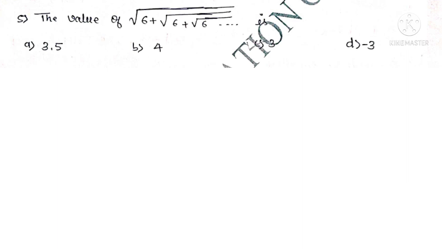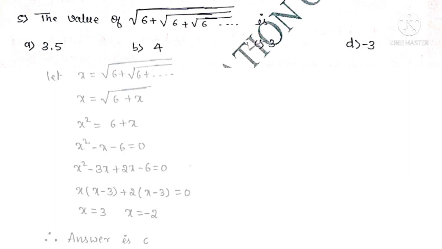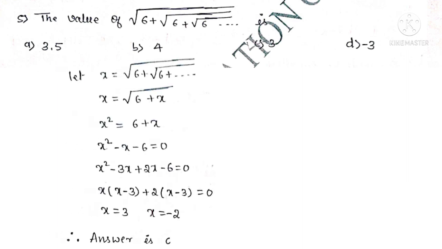Let us consider x is equal to square root of 6 plus square root of 6 plus square root of 6, it goes on. Now I will write this equation as x is equal to square root of 6 plus x, because it is consisting of an infinite number of terms, except the first term, all the remaining terms I will consider as x. Now squaring on both sides, x square is equal to 6 plus x. Take x to this side, so it is x square minus x minus 6 is equal to 0. x square minus 3x plus 2x minus 6 is equal to 0 on factorization.